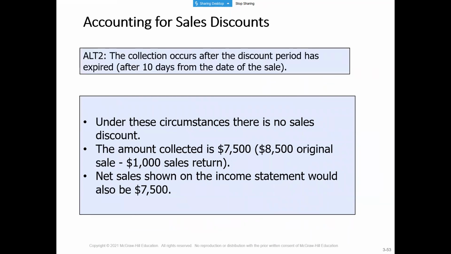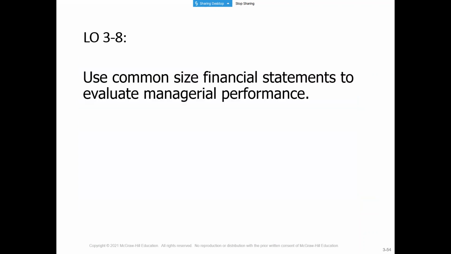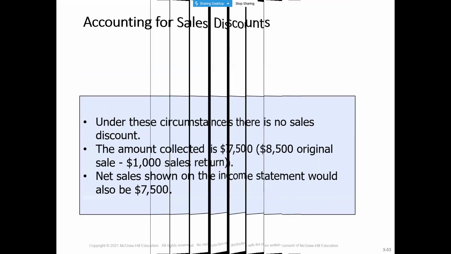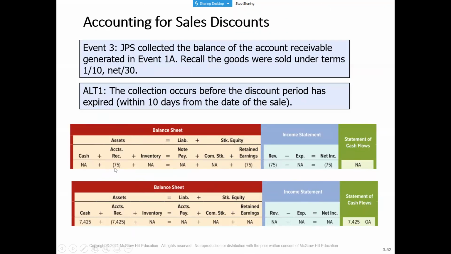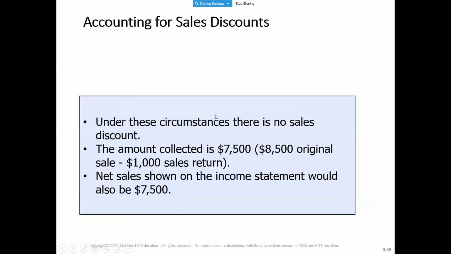Well, what happens if we collect cash outside of the discount period? If that's the case, transaction 1 does not happen. In transaction 2, the figures would change to $7,500, which was the net that our customers owed us for the goods purchased.